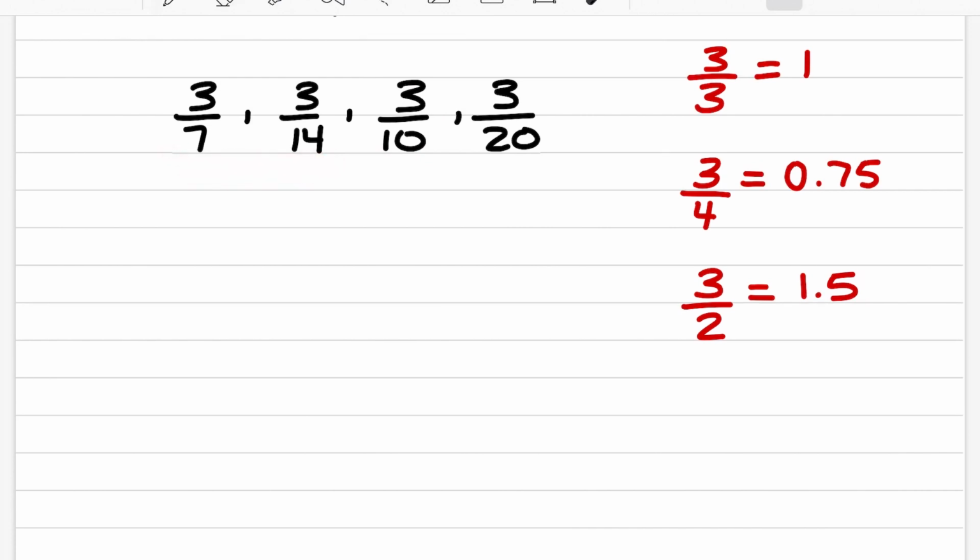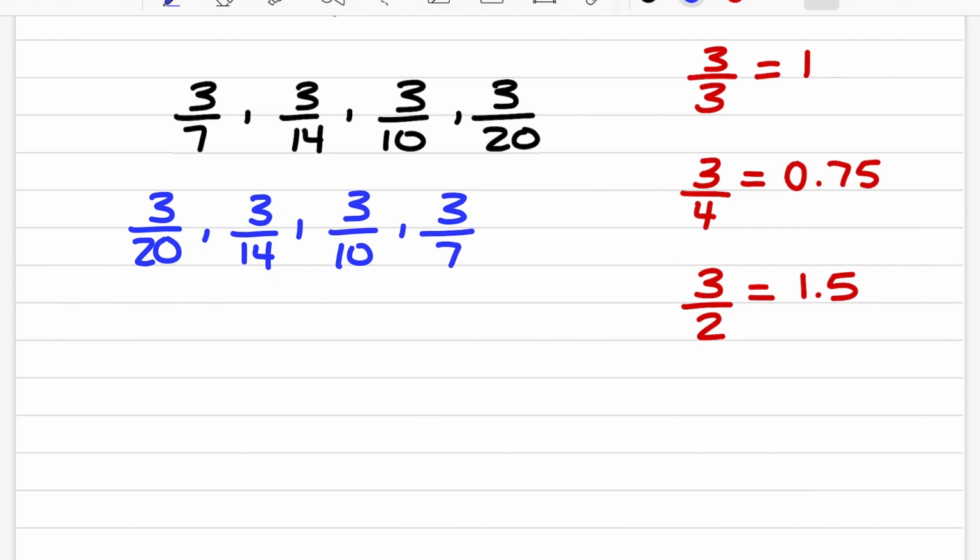And 3 over 20, 20 is the farthest from 3, so it's going to be the smallest. So when we reorder, we should have 3 over 20, 3 over 14, 3 over 10, and 3 over 7.